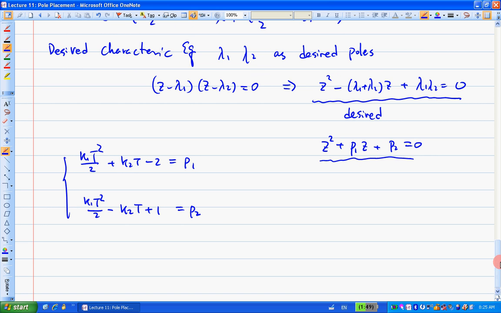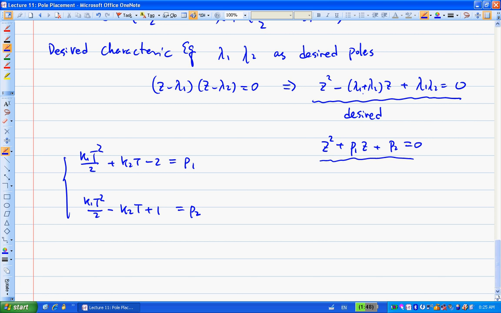So two equations and two unknowns. So then you can solve for K1 and K2 in terms of P1 and P2. And P1, P2 ultimately come from the poles, right? The desired poles, lambda 1, lambda 2.